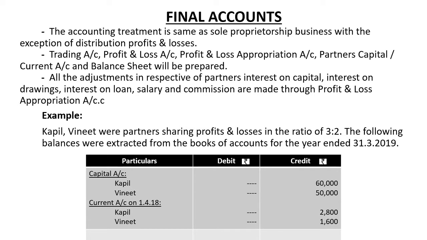I will explain with one problem. Listen to the problem. Kapil and Vinith were partners sharing profits and losses in the ratio of 3:2. The following balances were extracted from their books on 31/3/2019. Here I have given the trial balance. Look at the trial balance. Capital, Kapil and Vinith, so it means we have to prepare the capital account. Then current account also has been given.